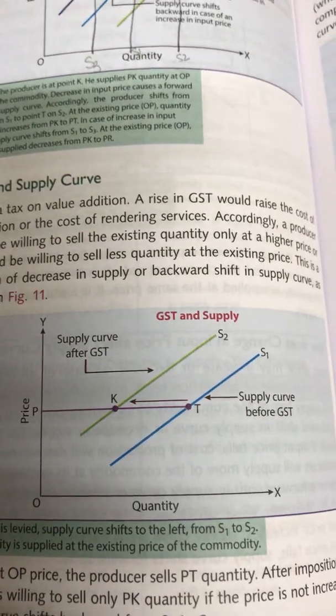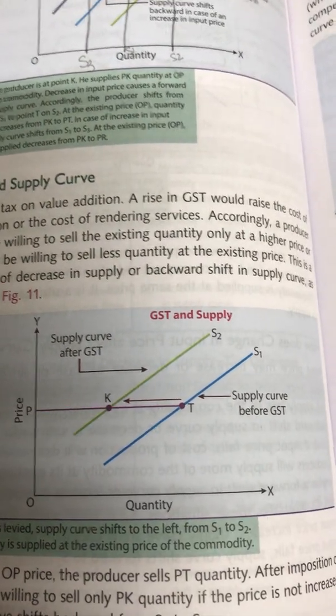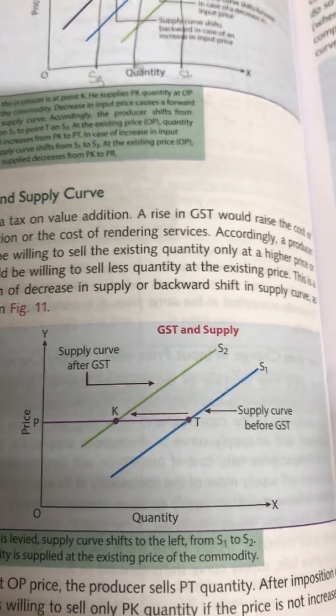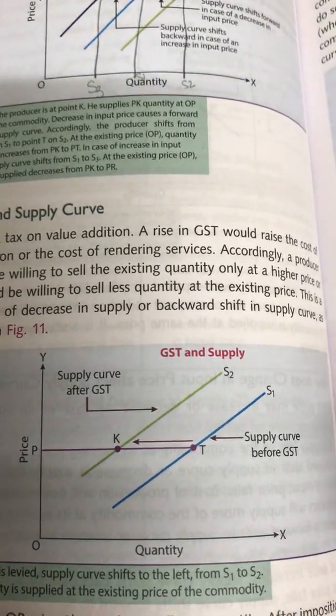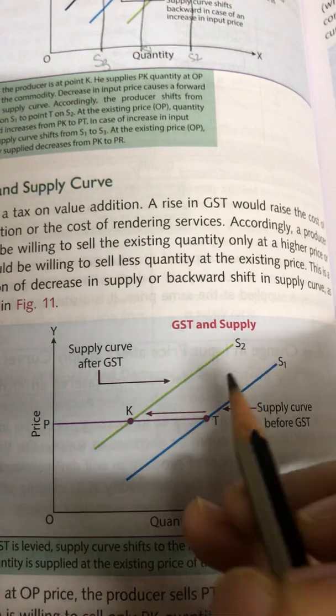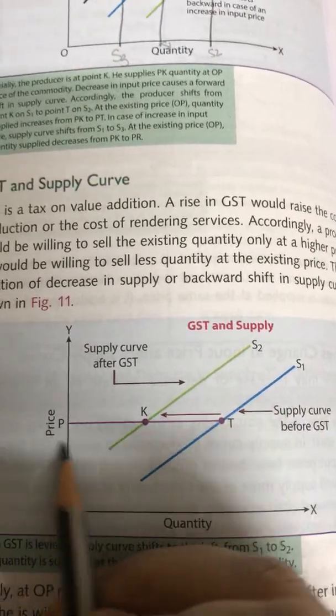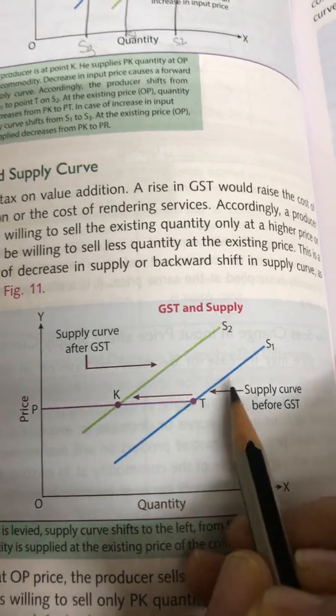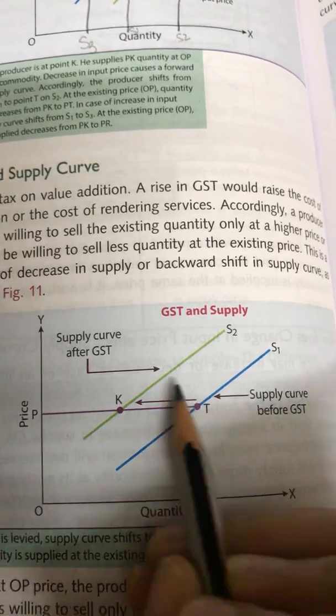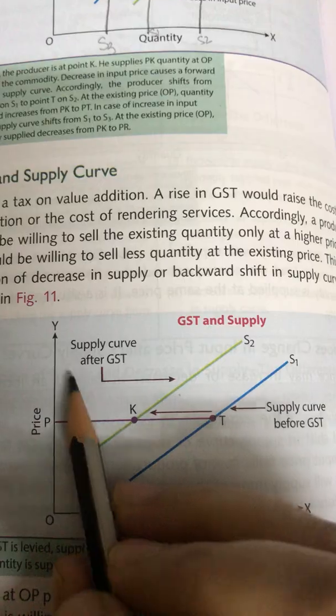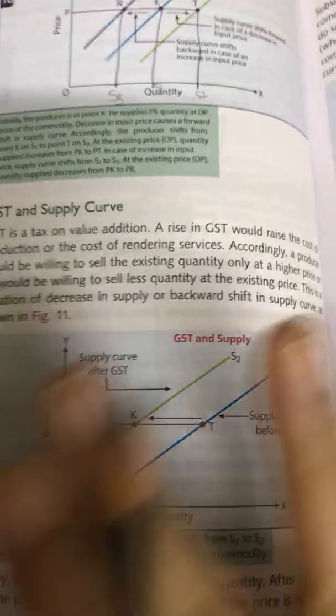Once you start paying GST to the government, naturally, that means you're paying tax. So your cost of production is going to go up, and your supply is going to shrink. Once you start paying taxes, your supply is going to shrink at the existing price. So the supply curve is going to move backwards from S1 to S2. That is the supply curve after GST. Very simple though, but just practice the diagrams.